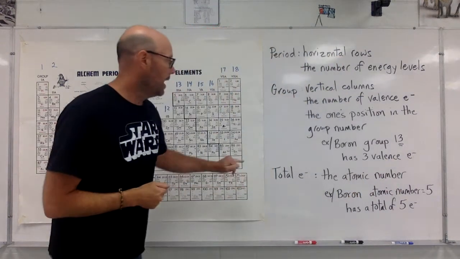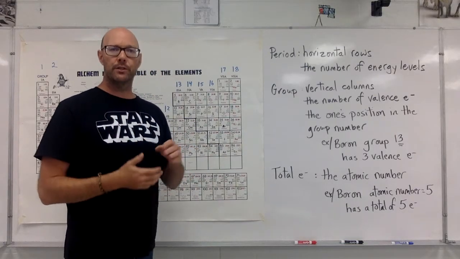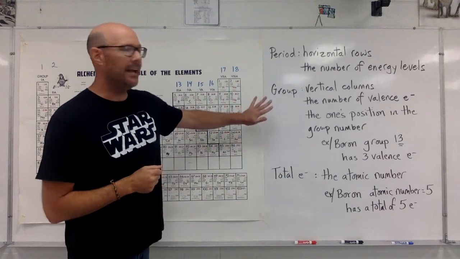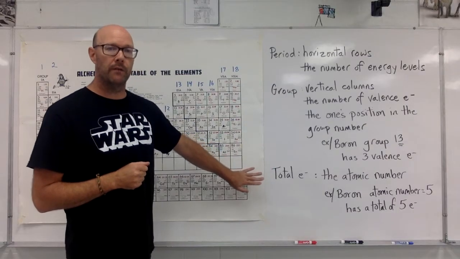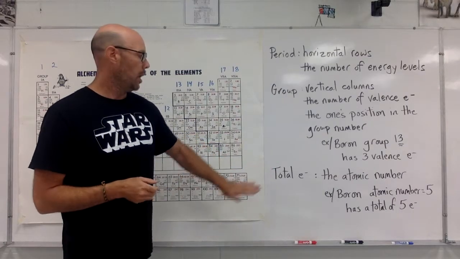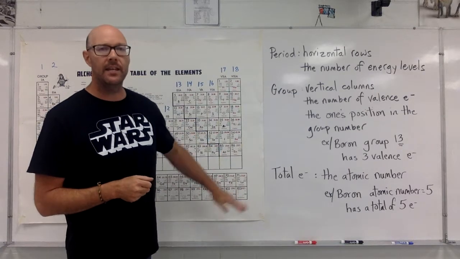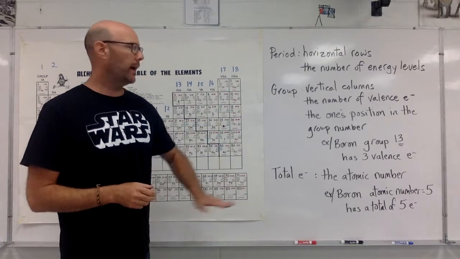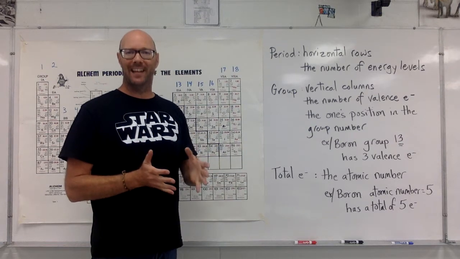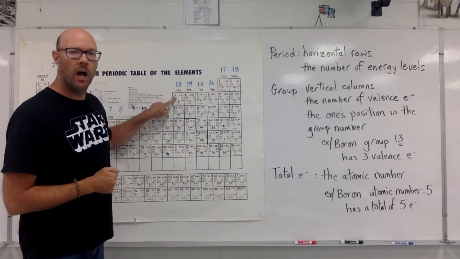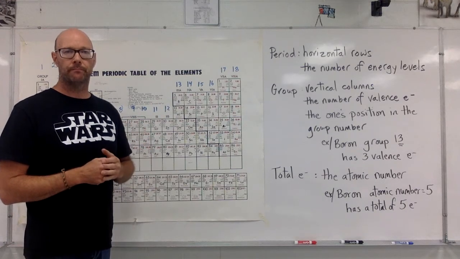Finally, this is in contrast with the total number of electrons. As we get deeper into the unit, the difference between valence electrons, just the ones on the outside, versus the total number of electrons is going to be a thing. We can identify the total number of electrons that an atom has by looking at the atomic number. So whereas boron is in group 13 and it has 3 valence electrons, because it has atomic number 5, that means it has a total of 5 electrons.